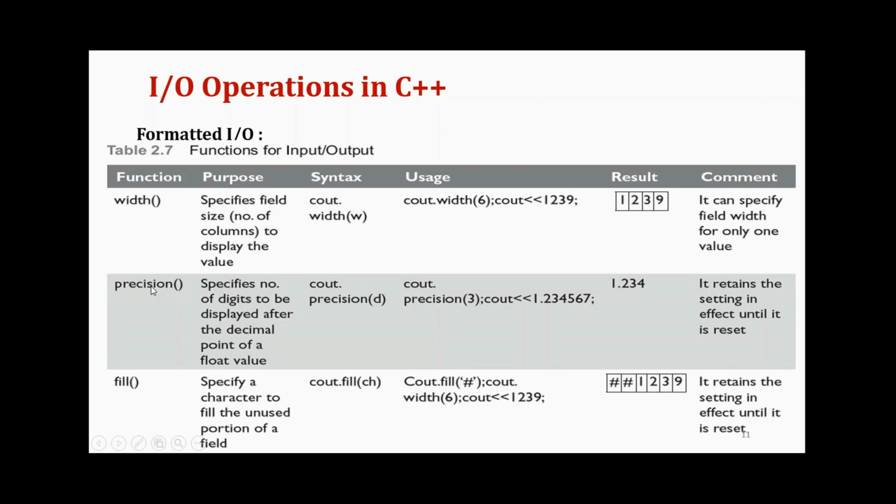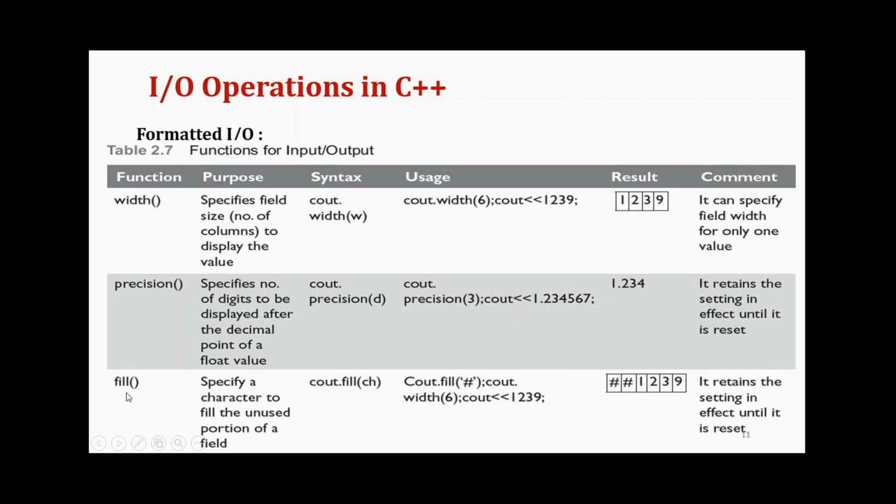Precision is the function we can use to limit how many numbers appear after the decimal point. So check out this example. cout.precision is the function name, with 3, which means after the dot I'll be limiting to 3 numbers. So 1.234 only. How many digits can be displayed after the decimal point? That is what precision does.